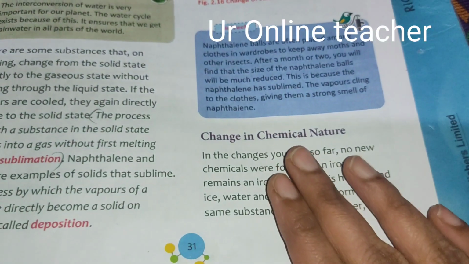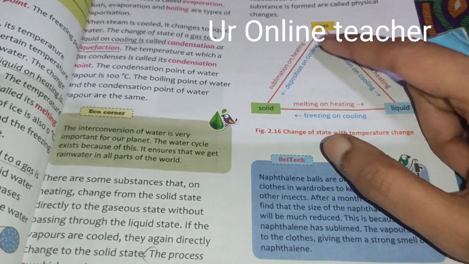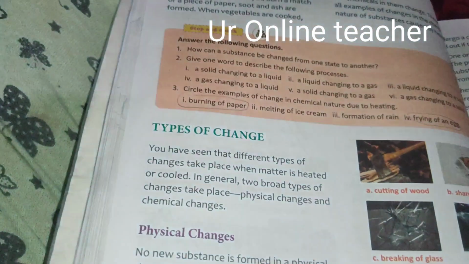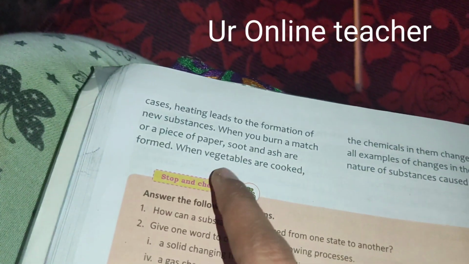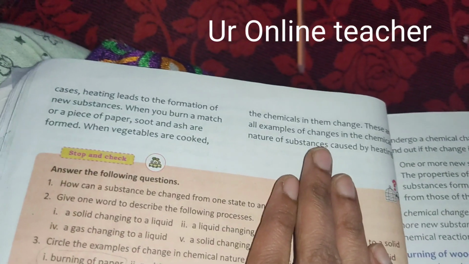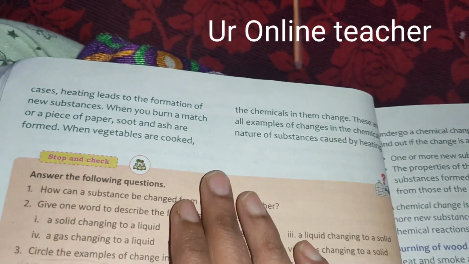Then we'll see change in chemical nature. So now we saw physical change. Now we are seeing chemical change. There are different types of changes, physical and chemical change. When you burn a match or a piece of paper, soot and ash are formed. When vegetables are cooked, their chemical nature will change. All these are examples of chemical change by heating.